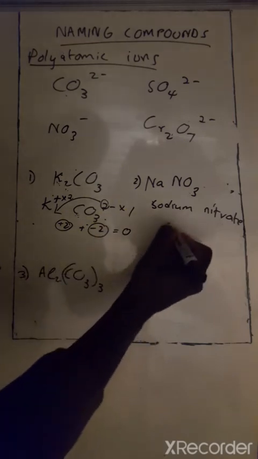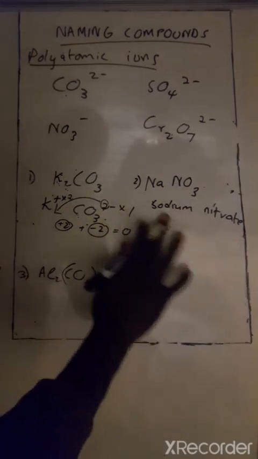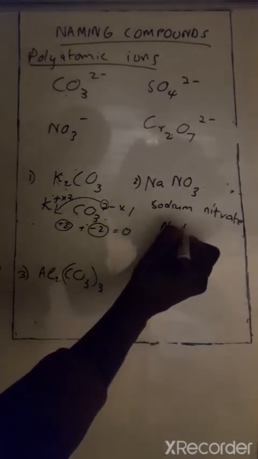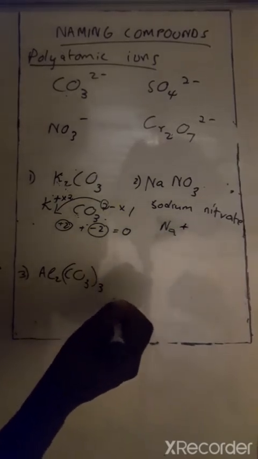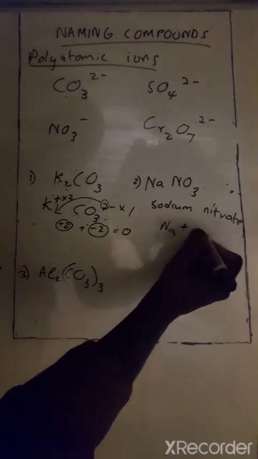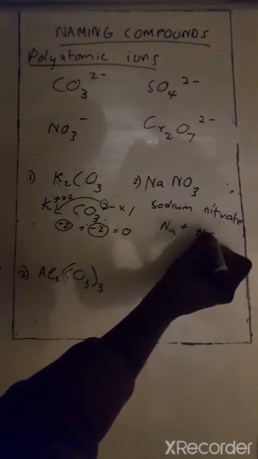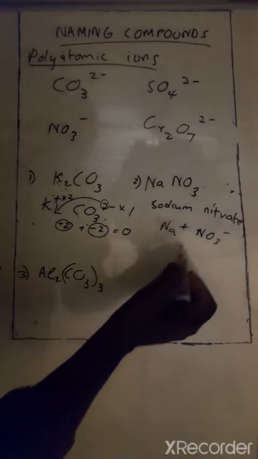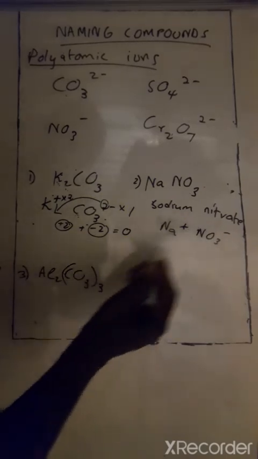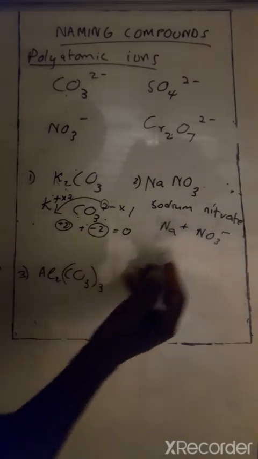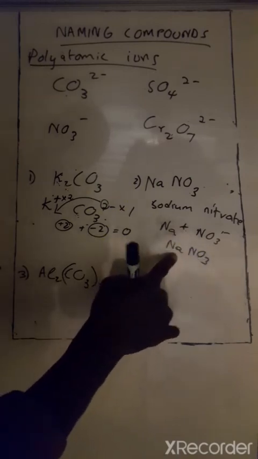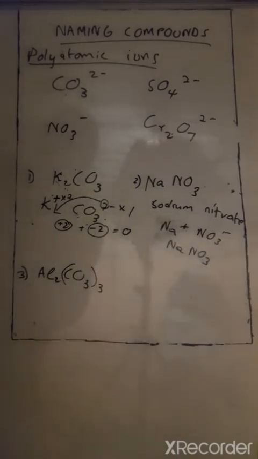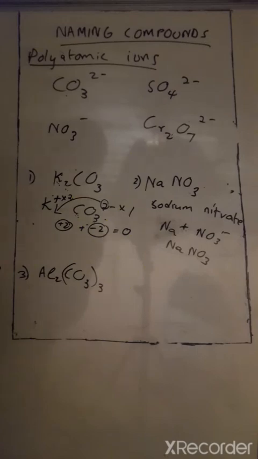Now let me show you this side. It's K, it's Na plus, just showing you the first part, and NO3 minus. Therefore you see the charges are balanced, guys. Whenever you see charges balanced, you write the compound as it is. Remember that. NaNO3, no net charge. Net charge is 0.